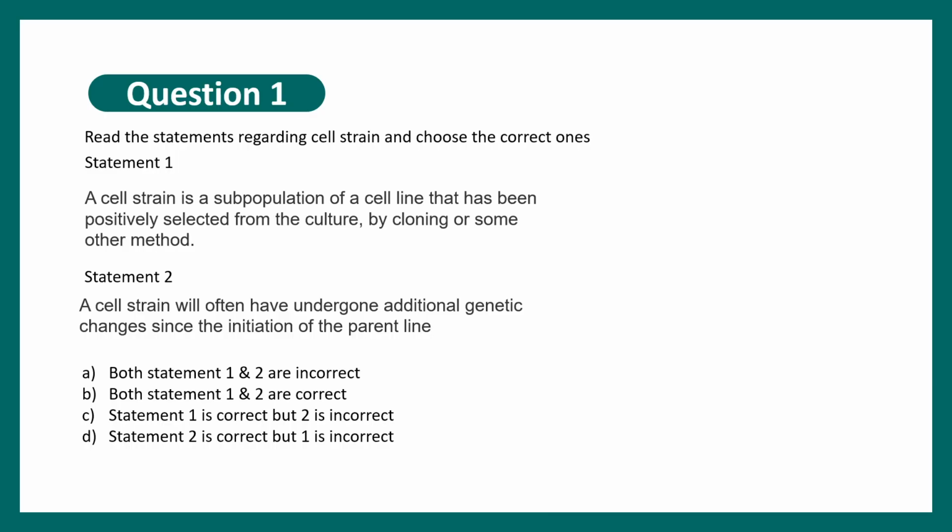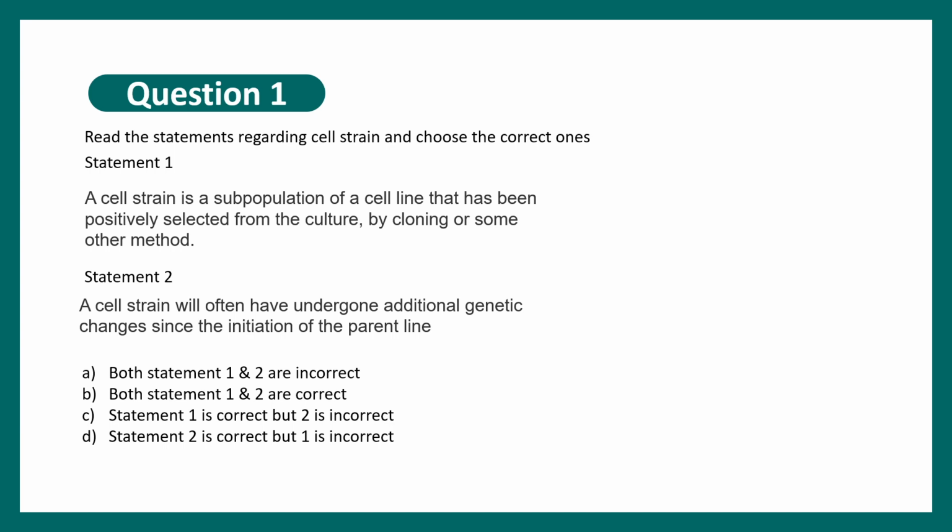Read the statements regarding cell strain and choose the correct ones. All the questions regarding cell culture and cell biology are provided in the I button. You can use those videos for quick revision. Statement 1 says a cell strain is a subpopulation of a cell line that has been positively selected for culture by cloning or some other method. Statement 2 says a cell strain will often undergo additional genetic changes since the initiation of the parental line.